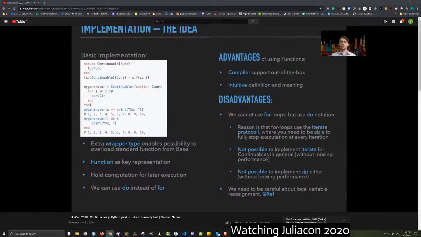There are some disadvantages though, and the big one is that we cannot use for loops, but need to use this do syntax instead. It's kind of the alternative for the for loop here. The reason is that the for loop uses the iterator protocol, where you need to fully stop the execution at a point, and later on be able to recreate where you left off. That's just not possible with functions in this general setting. So we cannot implement it, at least not without losing performance.